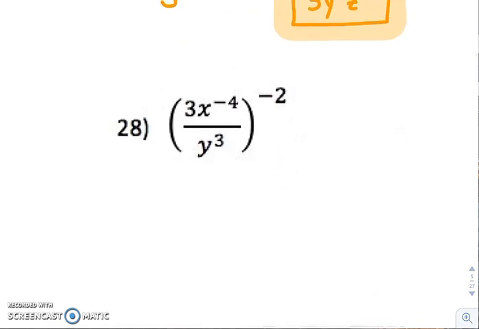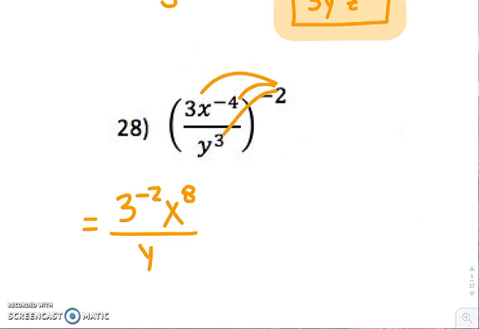Three x to the negative fourth over y cubed, that whole thing to the negative second power. So negative 2 in there to everything. So the 3, the x, and the y. So let's see here. 3 to the negative second, x to the positive 8, negative 4 times negative 2, and y to the negative 6.